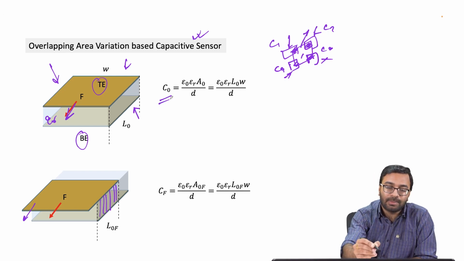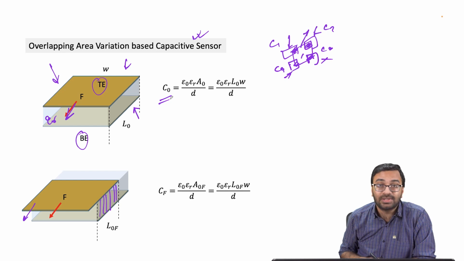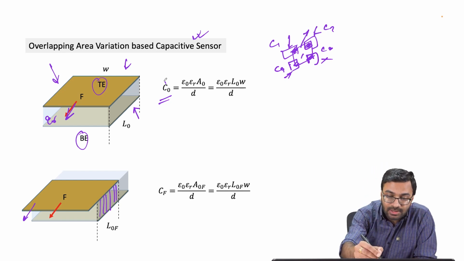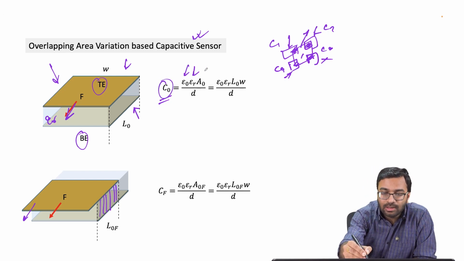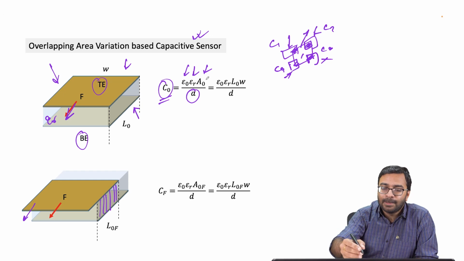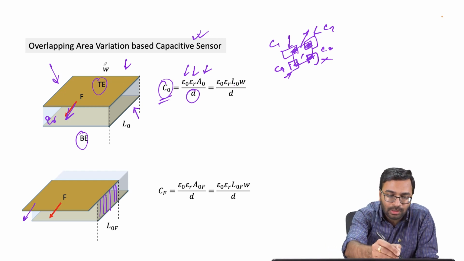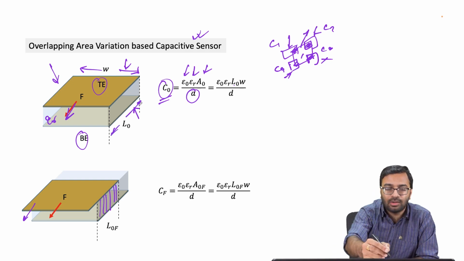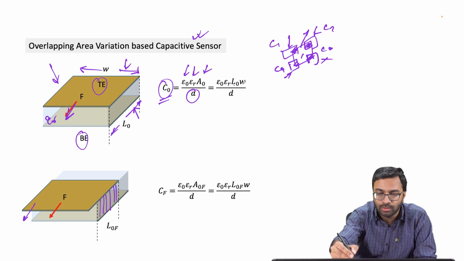This is your initial capacitor, or initial capacitance. So the initial capacitance value is epsilon 0 epsilon r A0 divided by d. A0 is the initial overlapping area, which is nothing but L0 into W. W is the width and L0 is the length. So the cross sectional area is L0 into W.